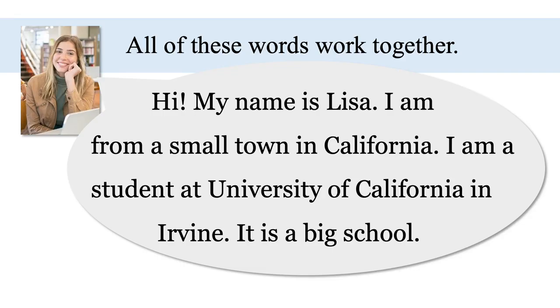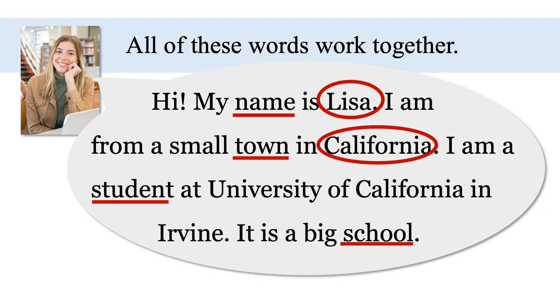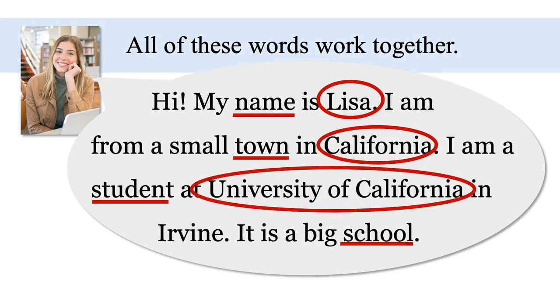First, do you see the common nouns and the proper nouns? Let's underline the common nouns. Name, town, student, and school. Okay, now let's circle the proper nouns. Lisa, California, University of California, Irvine. Proper nouns are easy to see because they have the capital letters.